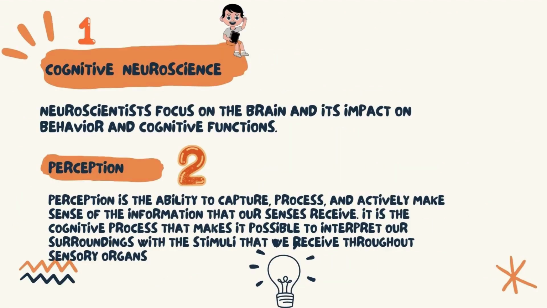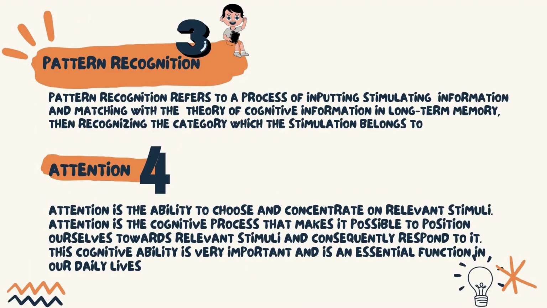So what is cognitive neuroscience? Neuroscientists focus on the brain and its impact on behavior and cognitive functions. Okay. And what is perception? Perception is the ability to capture, process and actively make sense of the information that our senses receive. It is a cognitive process that makes it possible to interpret our surroundings with the stimuli that we receive through the sensory organs. Third one is pattern recognition. It refers to a process of inputting stimulating information and matching it with the cognitive pattern in long-term memory, then recognizing the category which the stimulation belongs to.